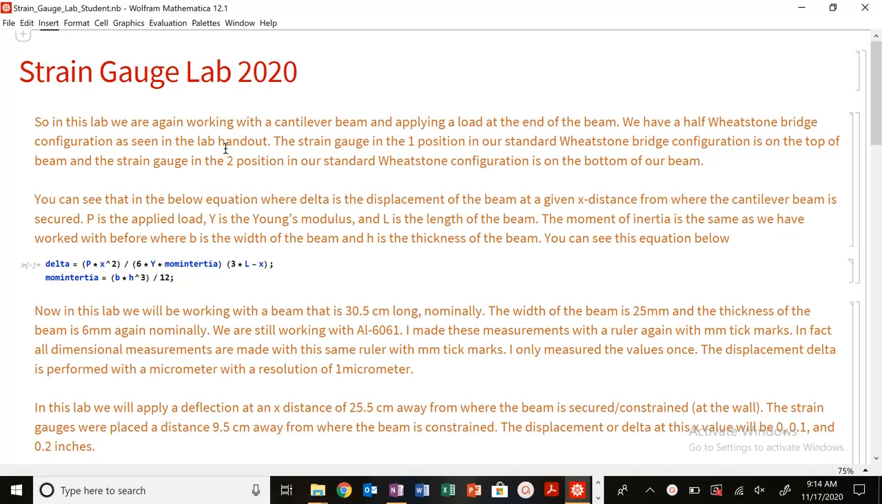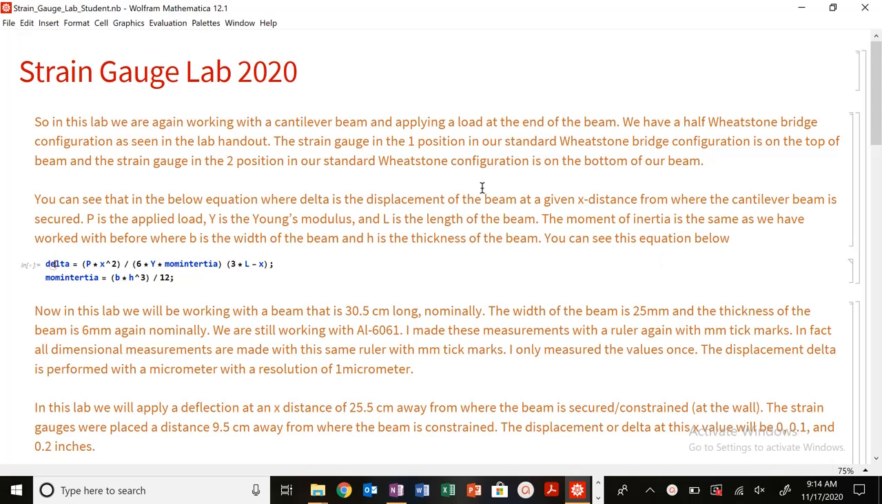We are getting into the last kind of data analysis for your final lab, the strain gauge lab. In this lab, we're working again with a cantilever beam, just like in the last video, with a half Wheatstone bridge, strain gauge 1 at the top and strain gauge 2 on the bottom of our beam, and we know our expression for the final bending. So we have the equation below.